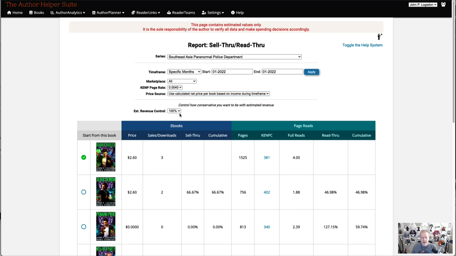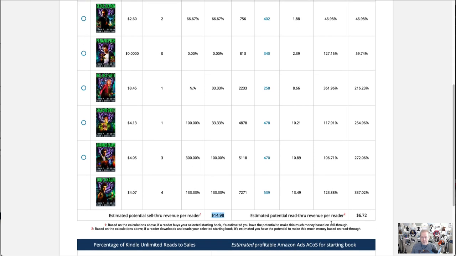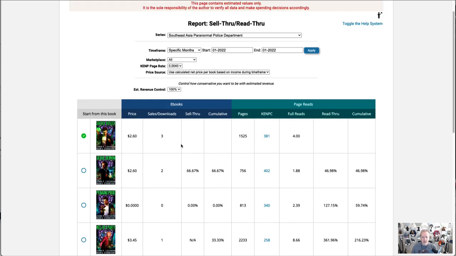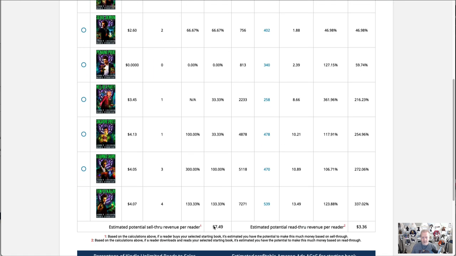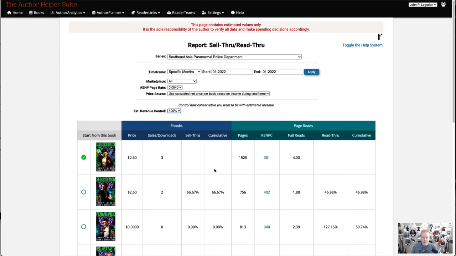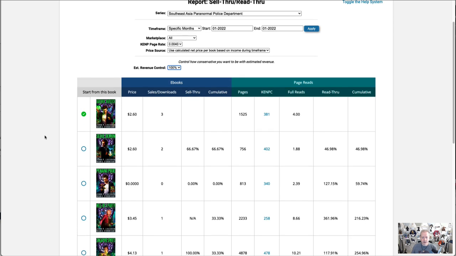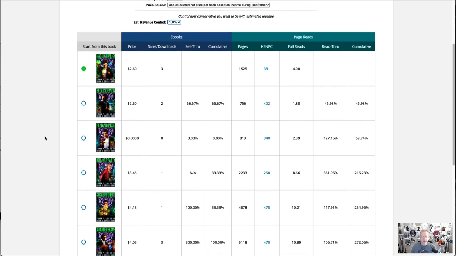The next thing is the estimated revenue control. So there is a number that starts showing up down here at the bottom on both of these to give you a little bit of information about estimated potential sell-through and read-through per reader for revenue. And what you can do is say, I want to be a little more conservative. So if you take this number and let's just drop it by 50% just to show you, you'll see that these values have dropped significantly, well, by 50%. Putting it back to 100%, they come back up again, and you can choose any value in there that you want just to control your own conservative calculation, so that way you can make decisions how you'd like to.